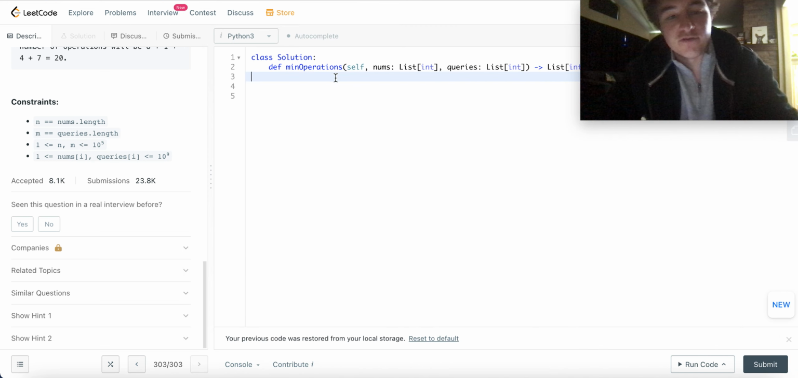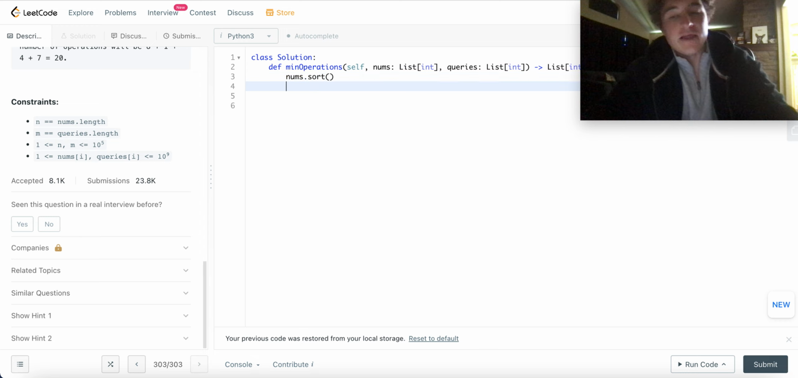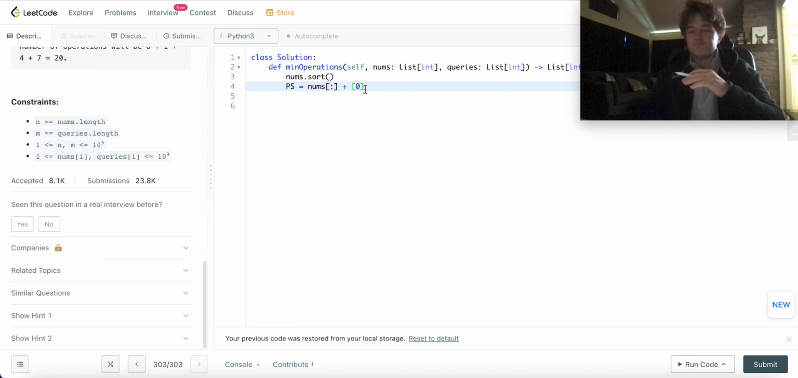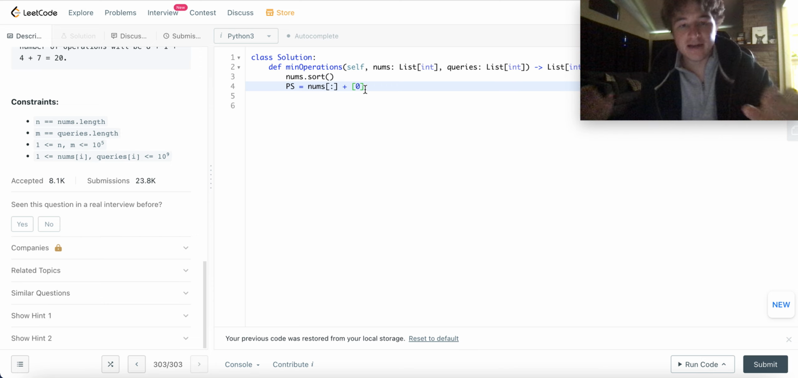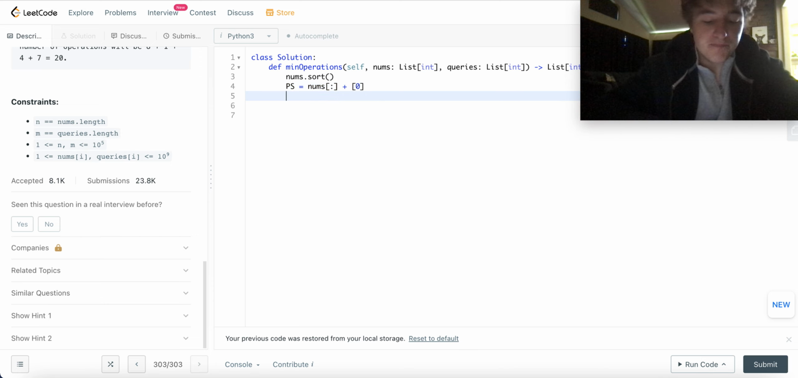Okay, so the first thing we're going to do is sort nums. And then we need to make this prefix sum, right? So we'll say prefix sum equals nums plus 0. So we're going to have a little buffer, and it'll make sense in a moment. But for now, just know that we have this little buffer, okay?